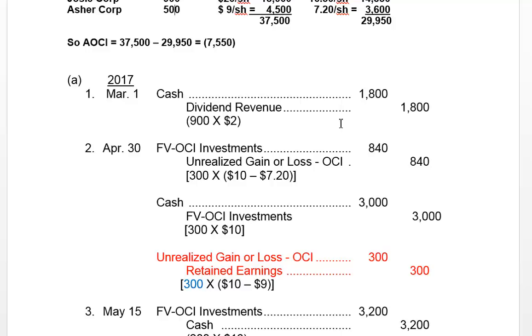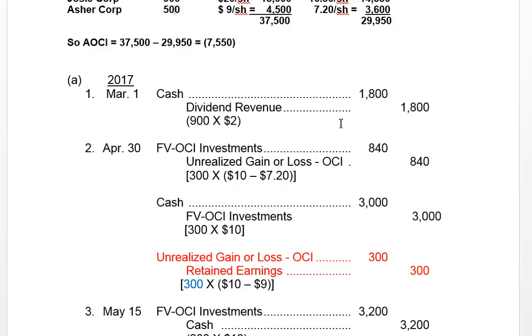So what do we need to do? Don't forget there's a three-step process. First thing we need to do is update the shares that we're selling. And in this case, we're only selling 300 shares. We have to update those shares to their fair value. Step 1. Step 2, sell them. Prepare the entry to sell the shares. And step 3, very important.